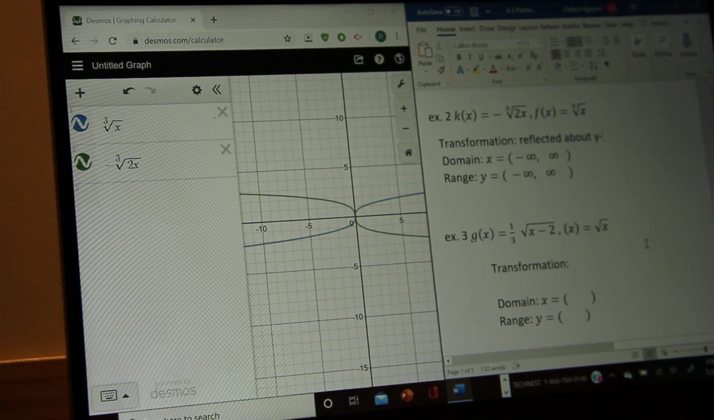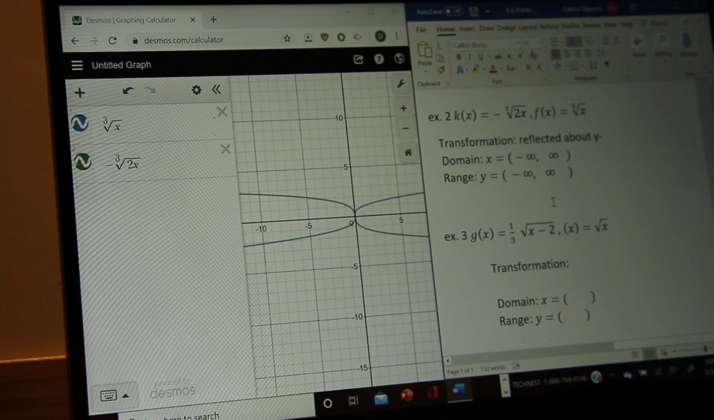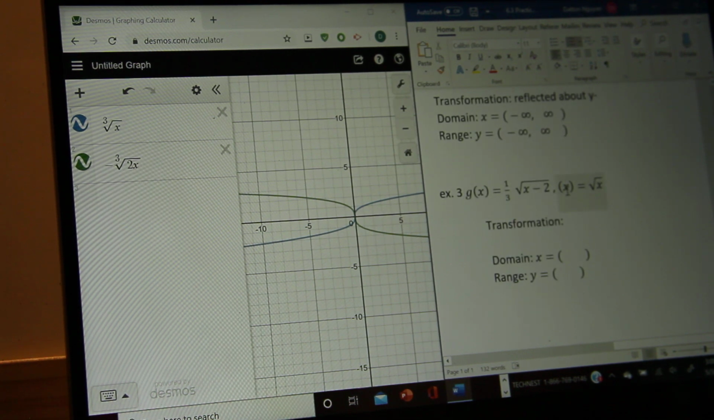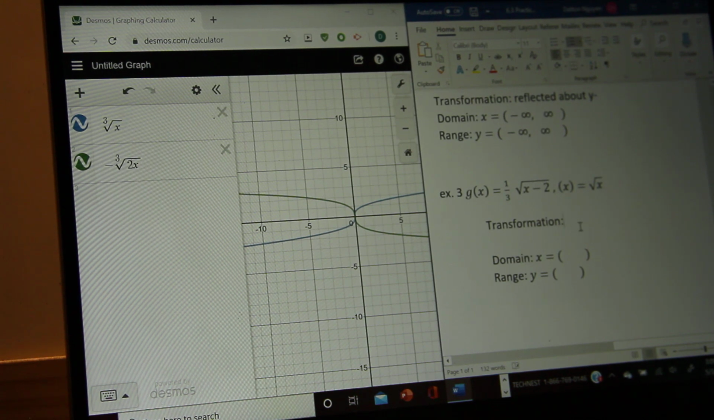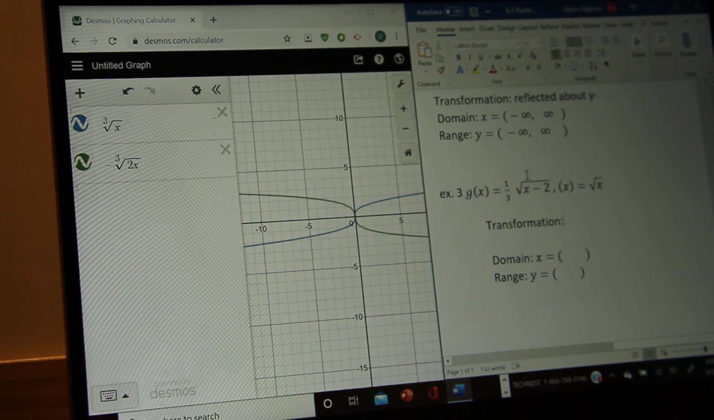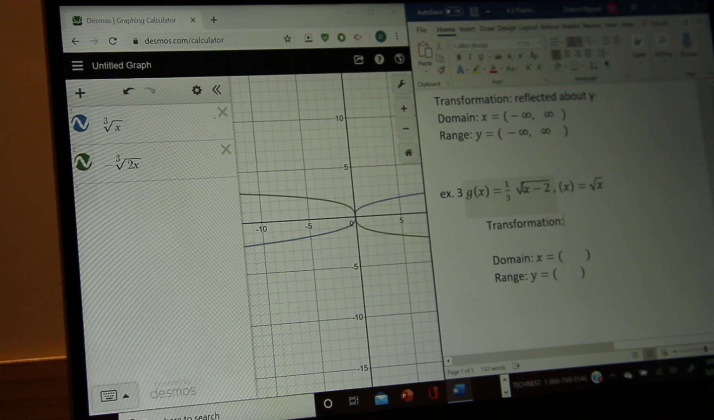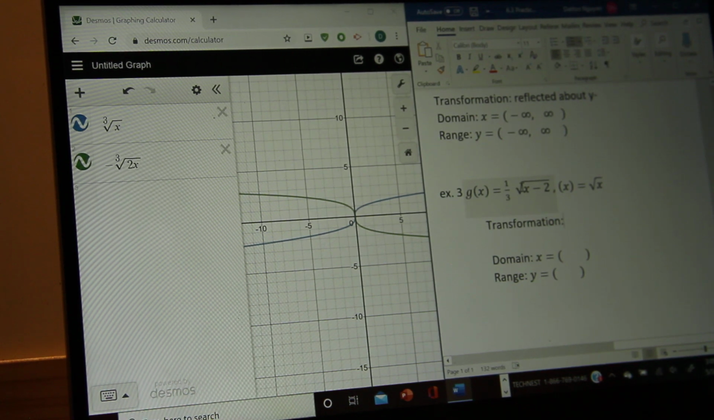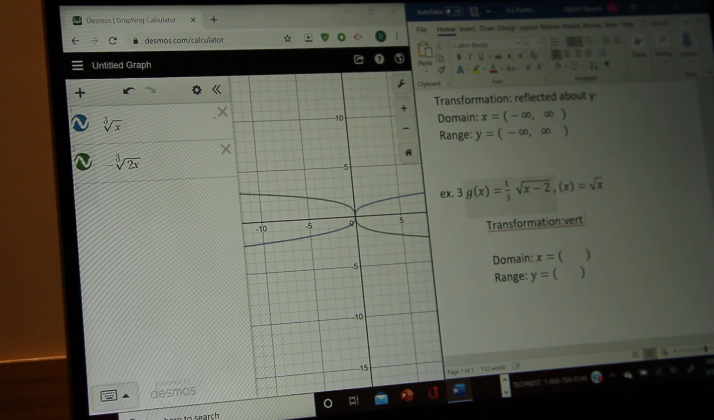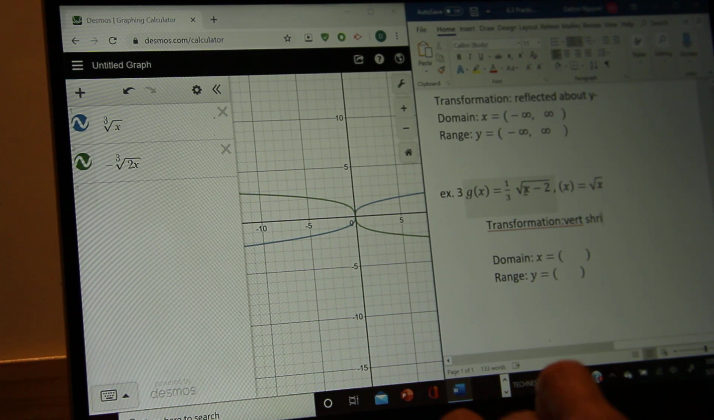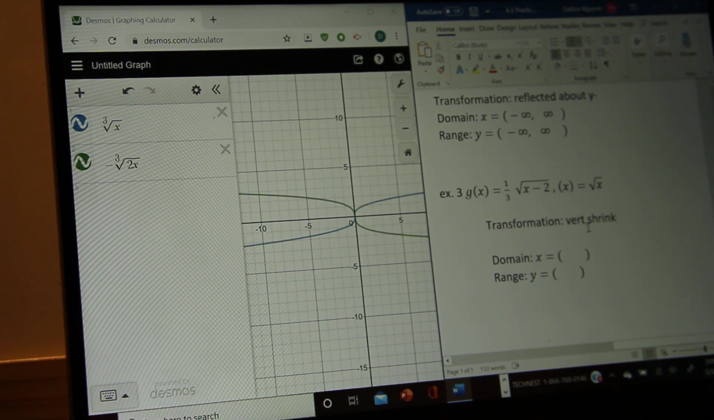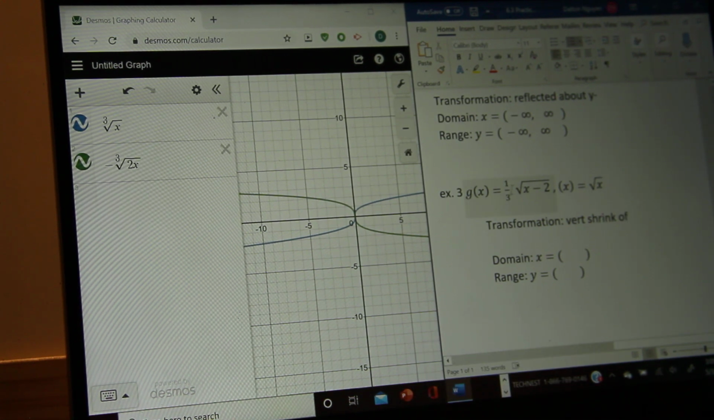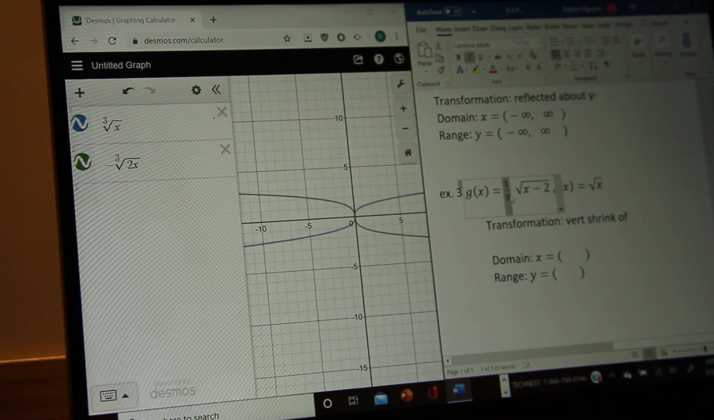Okay, so the same thing for example 3, now going back to a square root function, you see this right out here. I'm going to quickly go through this. The transformation of this is 1/3. So this is what they call a vertical shrink. So it's a vertical shrink of, obviously it's going to be 1/3.